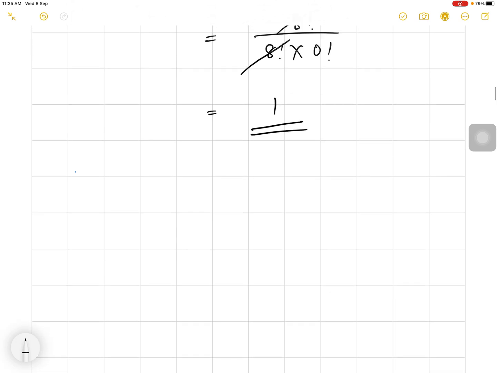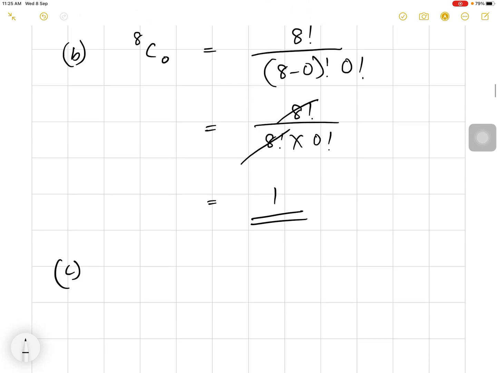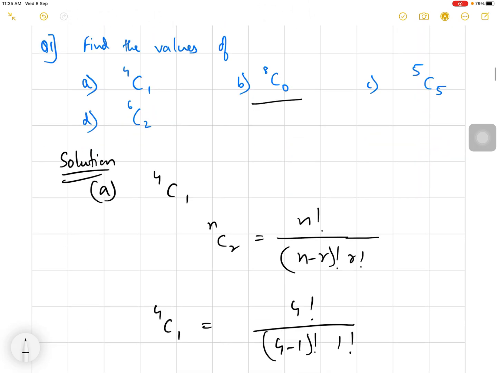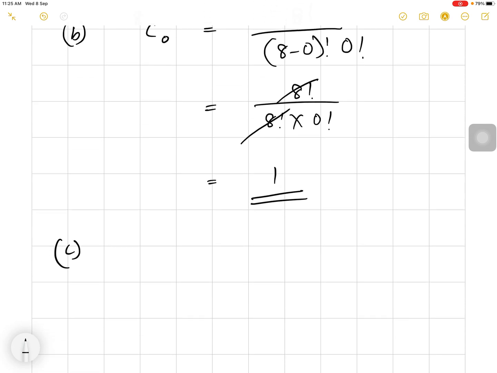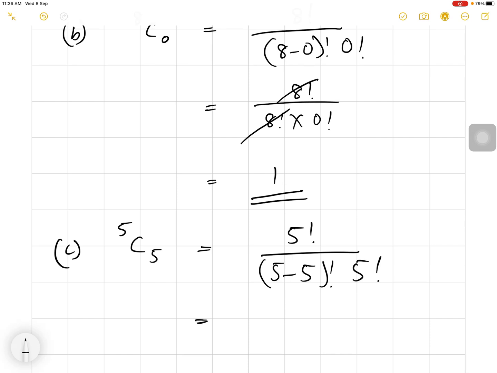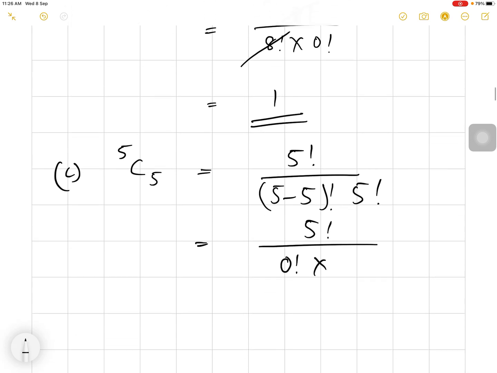Let's see the next question, which is 5C5. When n is equal to r, combination is always 1, right? So let's check that also. 5C5 is 5 factorial divided by (5 minus 5) factorial, 5 factorial. So 5 factorial, 5 minus 5 is 0 factorial, and 0 factorial is equal to 1. 5 factorial and 5 factorial you can cut. What is remaining is 1.